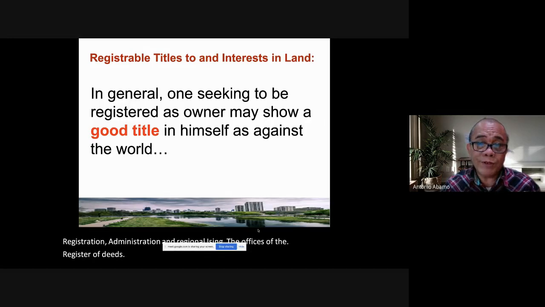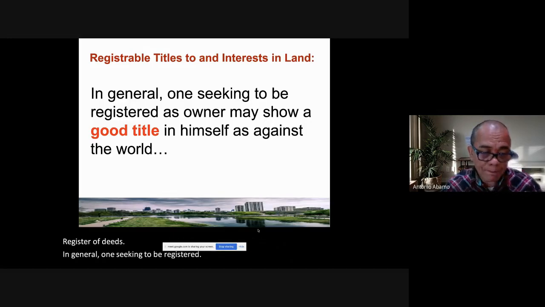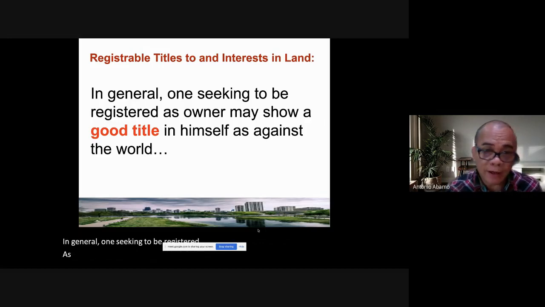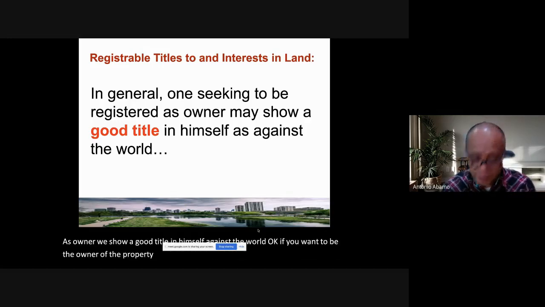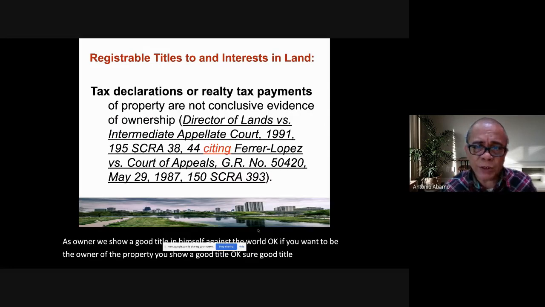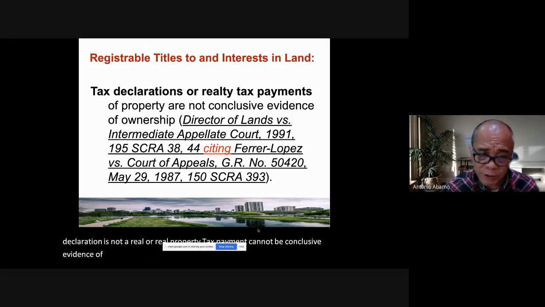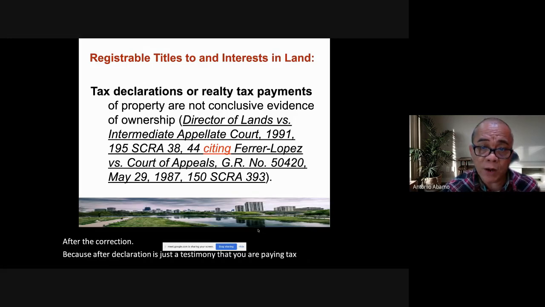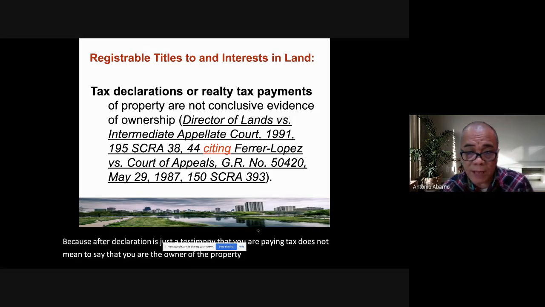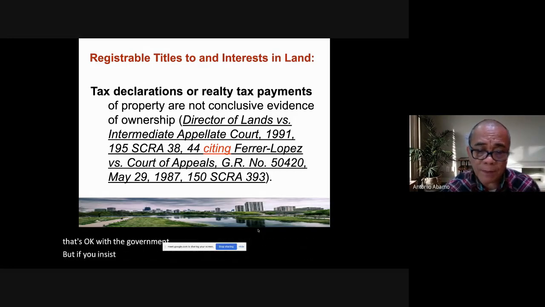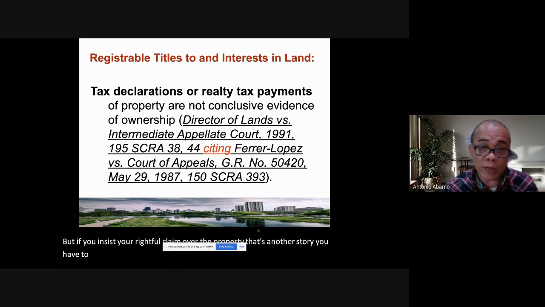In general, one seeking to be registered as owner must show a good title in himself against the world. If you want to be the owner of the property, you show a good title. Now, a tax declaration or real property tax payment cannot be conclusive evidence of ownership, because you can just pay anybody else's tax. A tax declaration is just a testimony that you are paying tax. It does not mean that you are the owner of the property. As long as you pay tax, that's okay with the government. But if you insist on your rightful claim over the property, that's another story. You have to show a valid title or a good title.